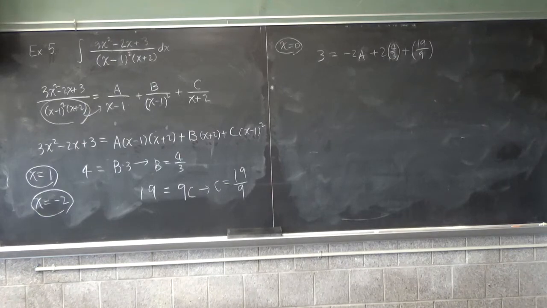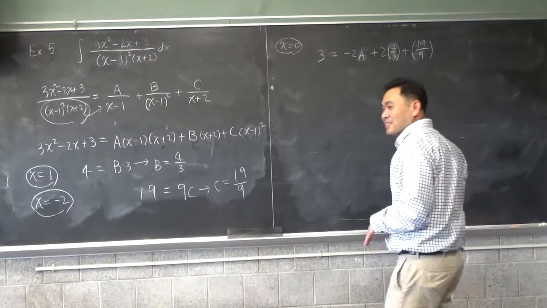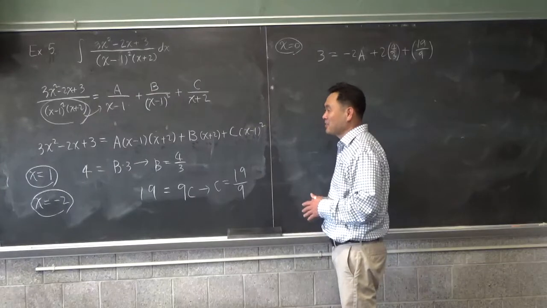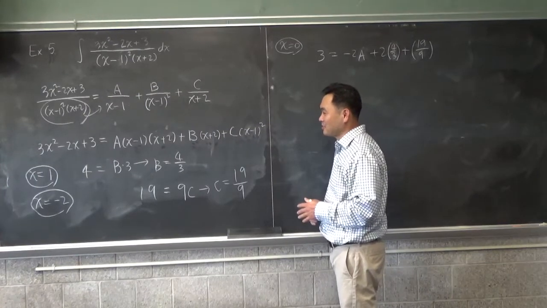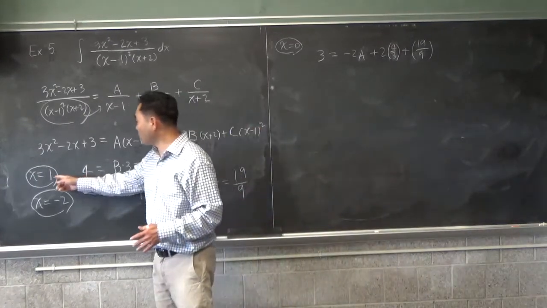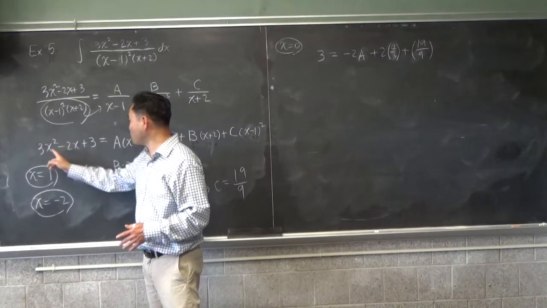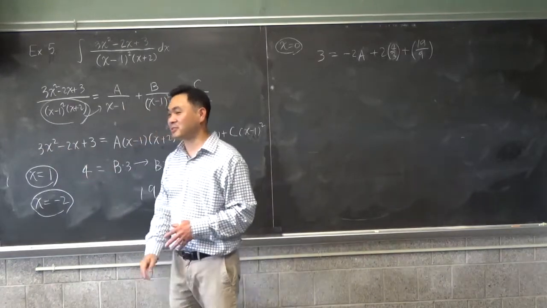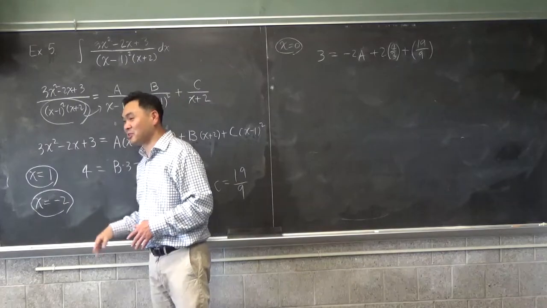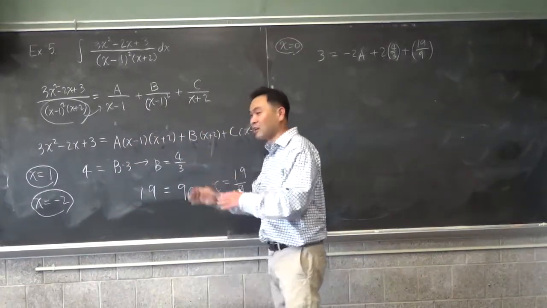I have a question. How come you have 4 equal to B times 3? Where does this 4 come from? If you plug in 1, 3 minus 2 is 1, 1 plus 3 is 4. Oh, so you just did it. Yeah, I just plugged in 1 on the left side, and I plugged in 1 on the right side, and they have to be equal.